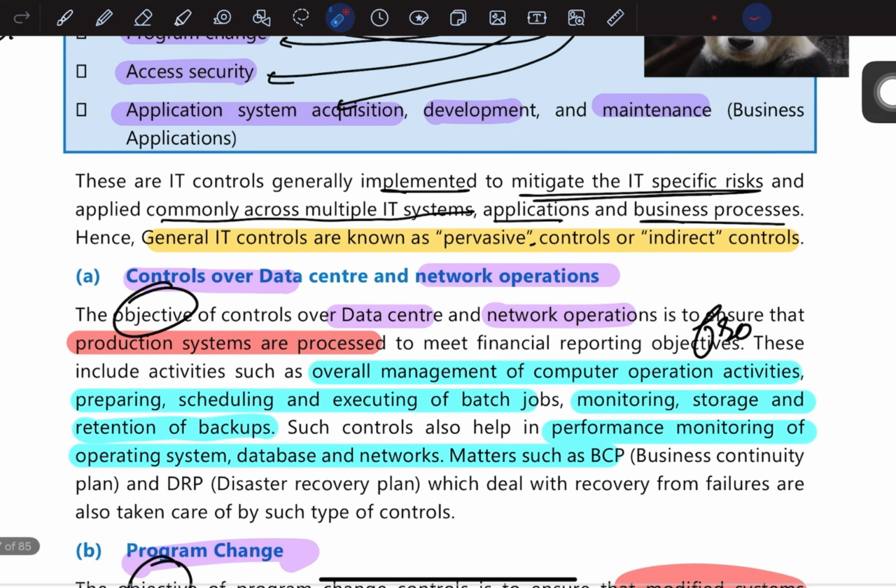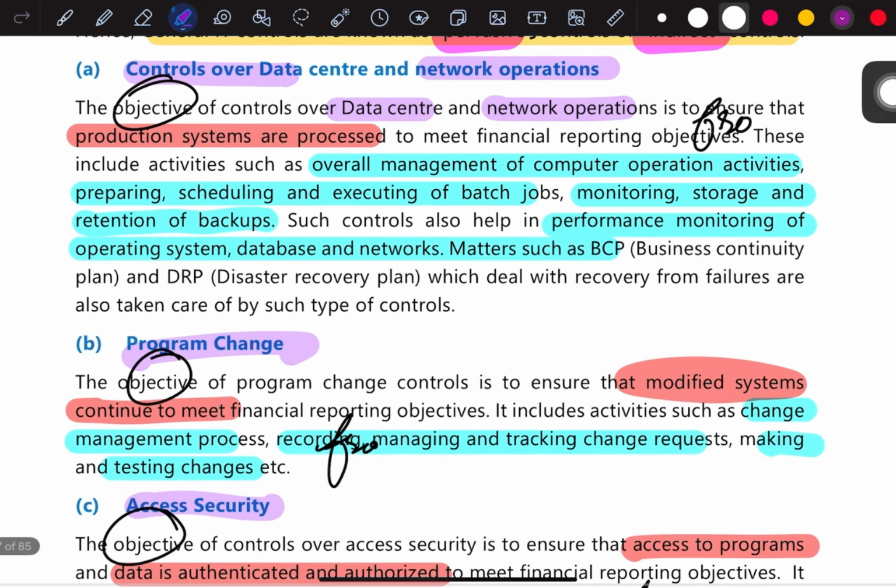Next, these IT controls are generally implemented to mitigate the IT specific risks and are applied commonly across multiple IT systems, applications, and business processes. General IT controls are also known as pervasive controls or indirect controls. Next, we have controls over data center and network operations.